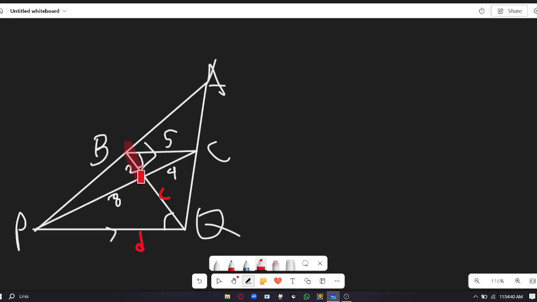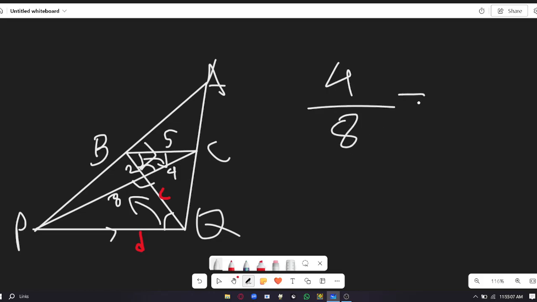This triangle and this triangle. Let's start with the alternates. This angle and this angle are alternate, so that's the opposite side ratio. We'll start with small by big. This opposite side is 4, divided by this opposite side which is 8. This is equal to 2.